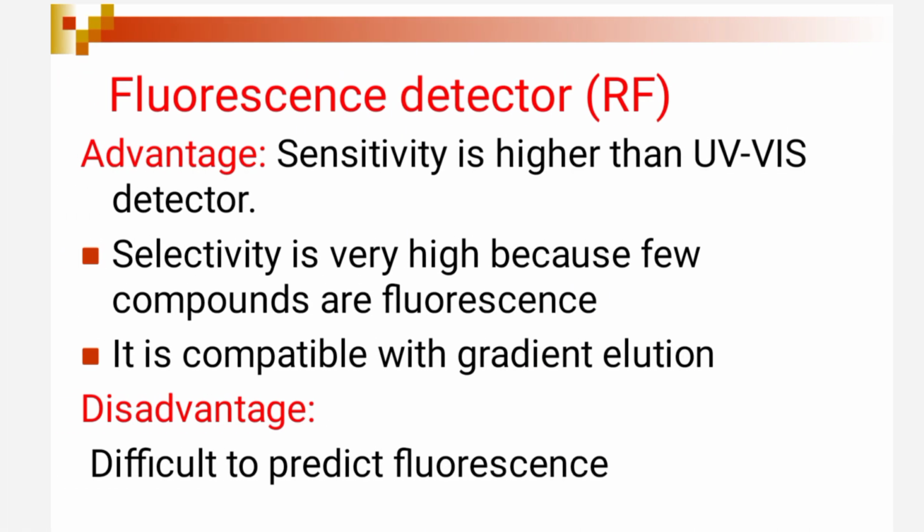Next is the fluorescence detector. Advantages are sensitivity is higher than the UV visible detector. Selectivity is very high because few compounds are fluorescent. It is compatible with gradient elution. And the disadvantage is it is difficult to predict fluorescence.